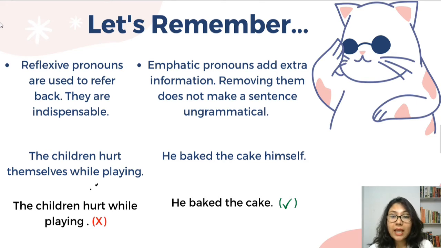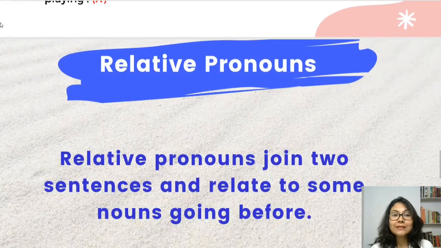Now, when the reflexive pronoun is used emphatically, let's first understand what it is. Emphatic pronouns add extra information. Removing them does not make a sentence ungrammatical. It still remains correct. Let us look at the example. He baked the cake himself. Now, I'm going to take away himself. He baked the cake. Absolutely correct grammatically, isn't it? Great. Now, let's move on to the next slide.